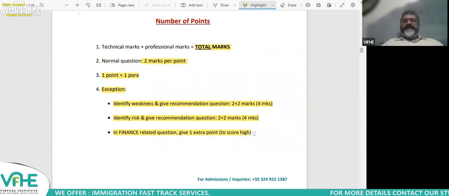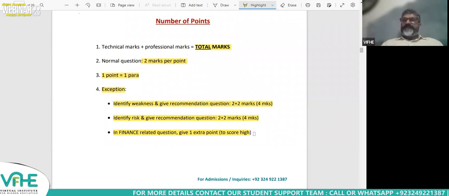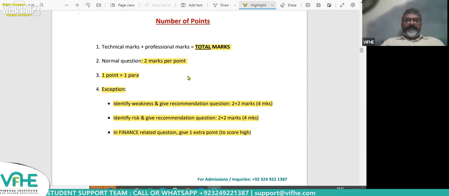So sometimes, there's a financial question: analyze the financial statement or analyze the financial projection. So is finance your strong area? Are you a finance student?